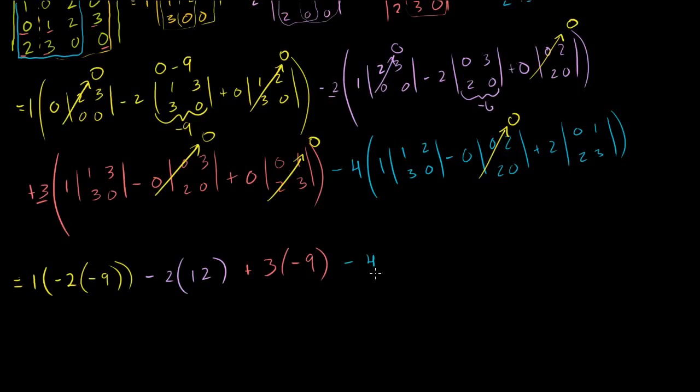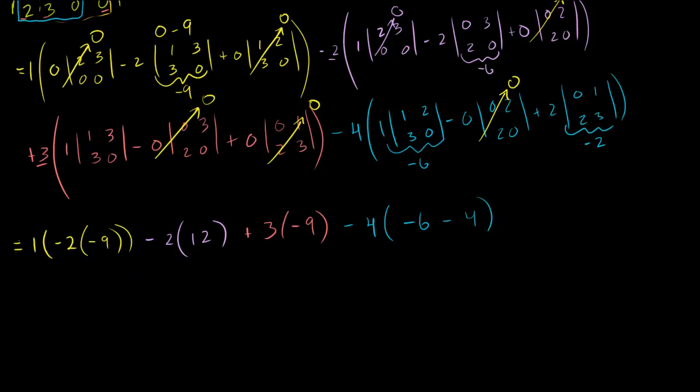We have a minus 4. Minus 4, let's see, this is 1 times 0, which is 0, minus 3 times 2, so minus 6. So this is minus 6 right here. This is 0. And then we have this guy right here. So we have 0 times 3, which is 0, minus 2 times 1. So that's minus 2. And then you have a minus 2 times a plus 2 is minus 4.